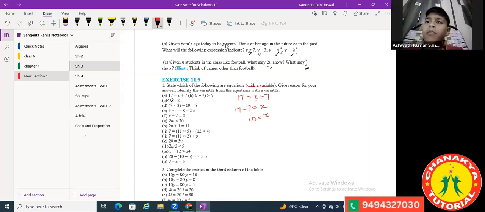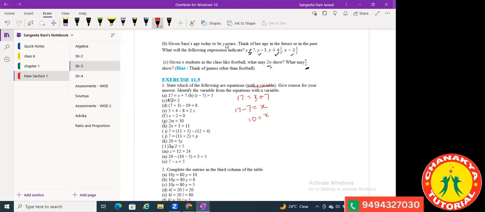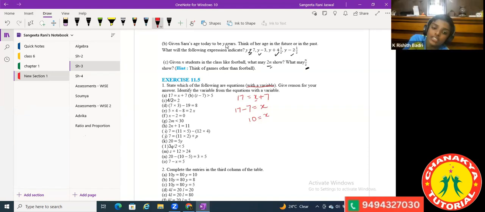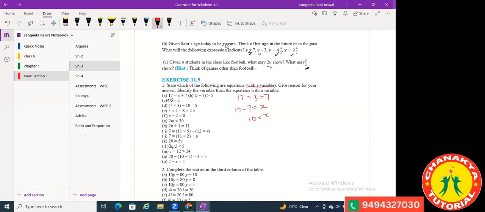Okay. So if both sides are equal, then it is an equation. Otherwise, there will be a not equal to sign. Now see the fifth one, E part. Here, it's an equation, ma'am. Okay. It has an equal to sign and there is a value and there is a variable also.